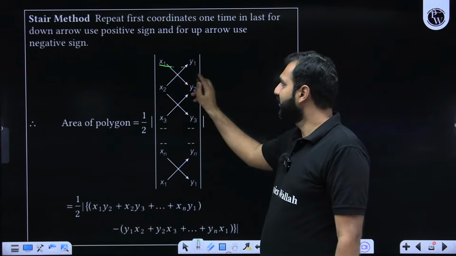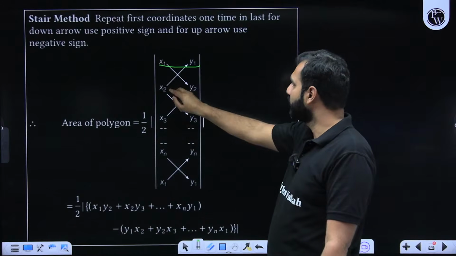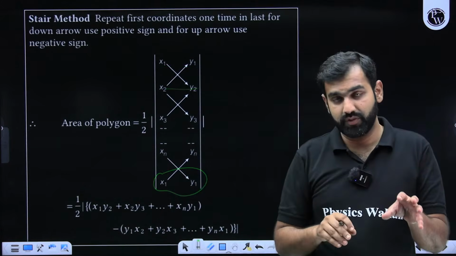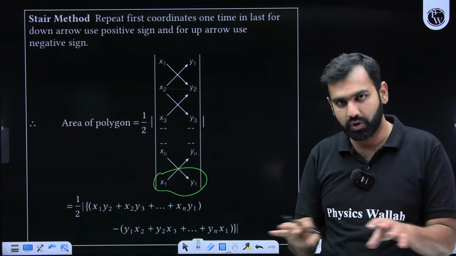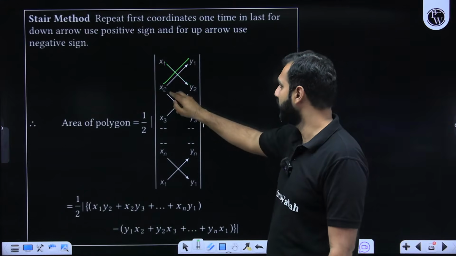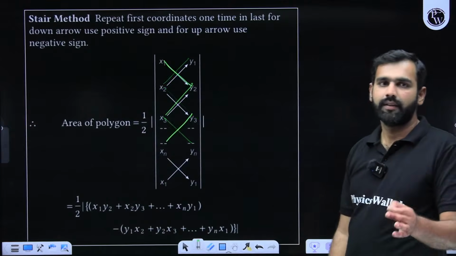You start with any vertex, and just follow the order cyclically, clockwise or anti-clockwise: (x1, y1), (x2, y2), and so on, until you repeat the first vertex with which you started. Then you take the shoelace sum. That means this into this minus this into this, plus this into this minus this into this, plus this into this minus this into this. This gives you the area of any polygon.